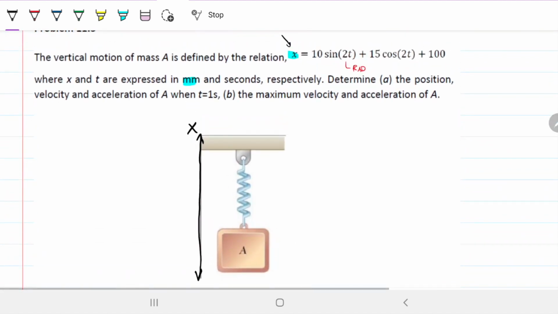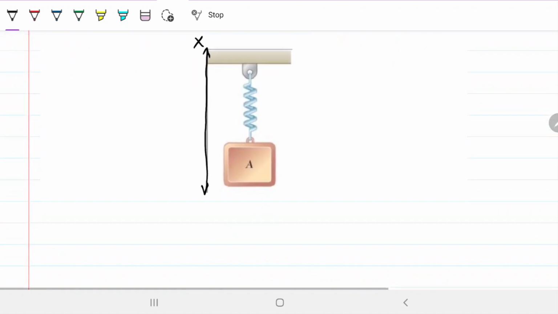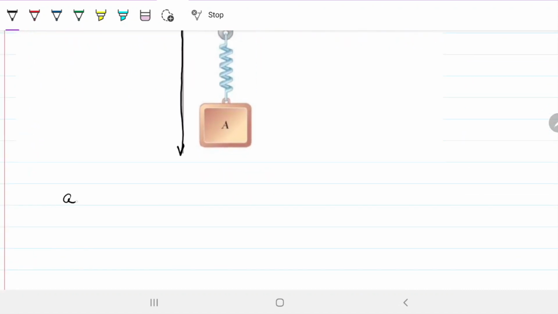And what we need to do is, well, if we have the position function, we just need to derive that one time with respect to time. That's going to give us the velocity function, and if we derive that again, we get the acceleration function. With those, we can plug in t equals 1 second and find what we're looking for in part A. So let's start by doing that.